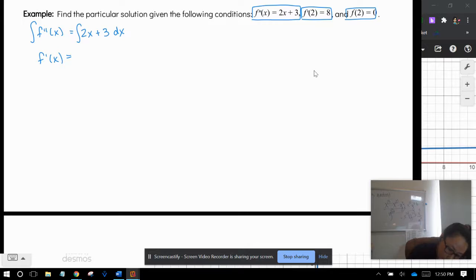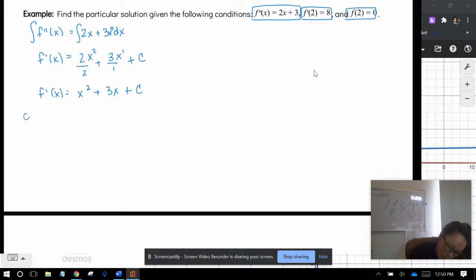We're going to raise the power of x. So we start with 2x. We raise x from the first power to the second power, then divide by 2, plus 3x. It was to the 0 power, so now we add 1 and divide by 1, and add c. I get f prime of x is equal to x squared plus 3x plus c.